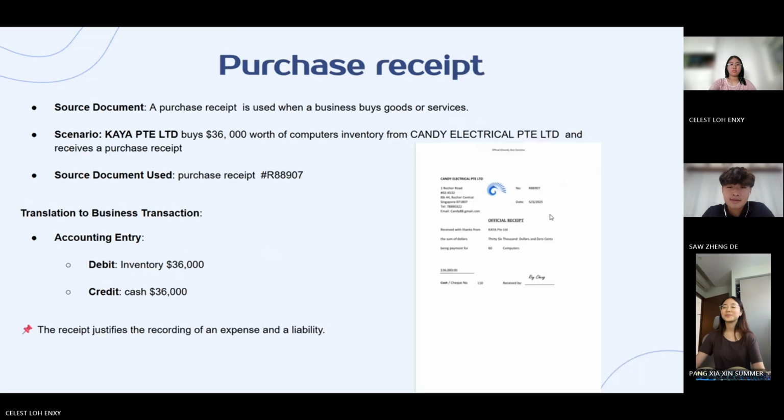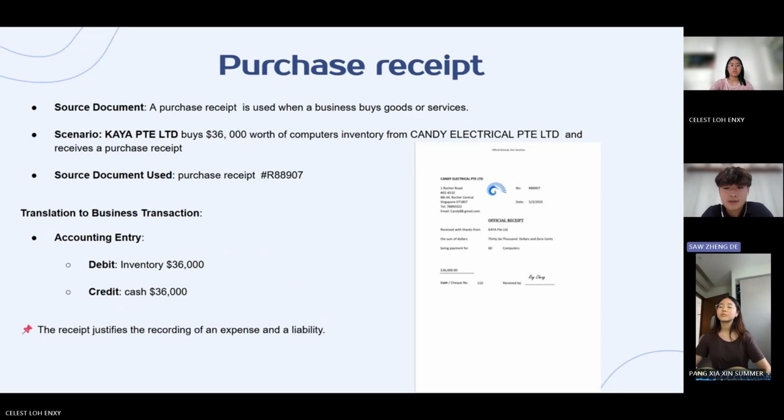Now moving on to the purchase receipt. A purchase receipt is issued when a business buys goods or services. It serves as proof of purchase. In this scenario, Kaya Private Limited purchases $36,000 worth of computer inventory from Candy Electrical Private Limited. The source document is purchase receipt R88907, which confirms the payment and delivery.